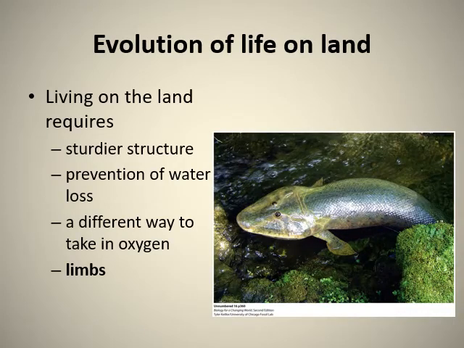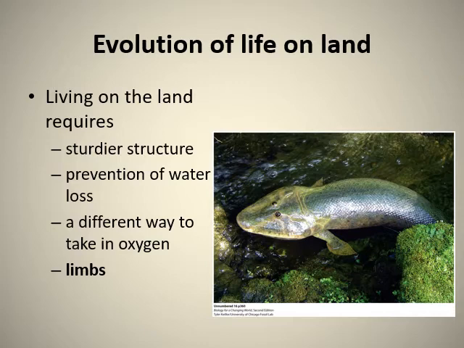In order to live on land, it requires a few different things than if you're living in the sea. And this makes sense to us, right? We know that as land-dwelling animals, we can't live in the sea very well, and vice versa. So if you're going to live on land, you've got to have a little bit of a sturdier structure. You've also got to have ways to prevent water loss, because you're not just bathing in water constantly. So you've got to have something that prevents losing all of that water as soon as you are out of it. You also have to have a different way to take in oxygen.